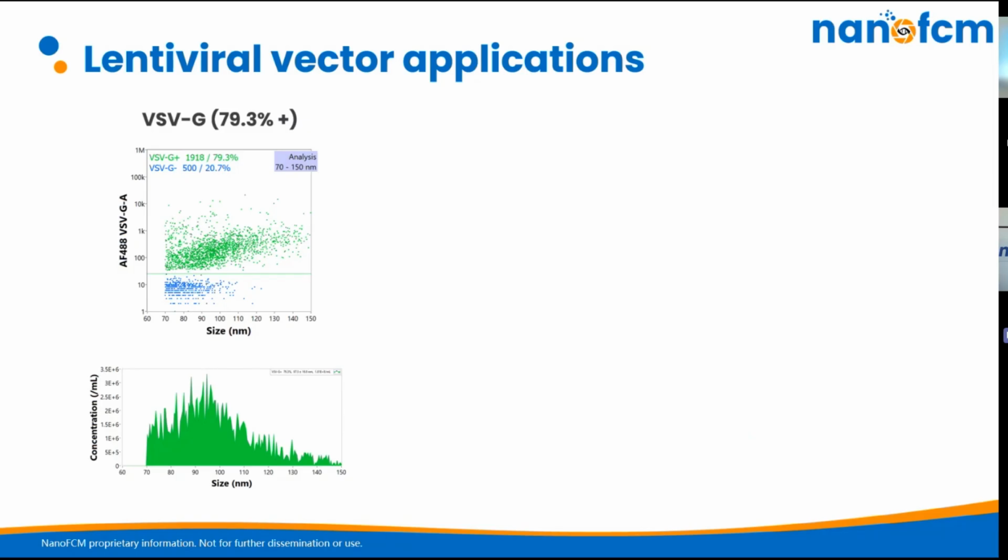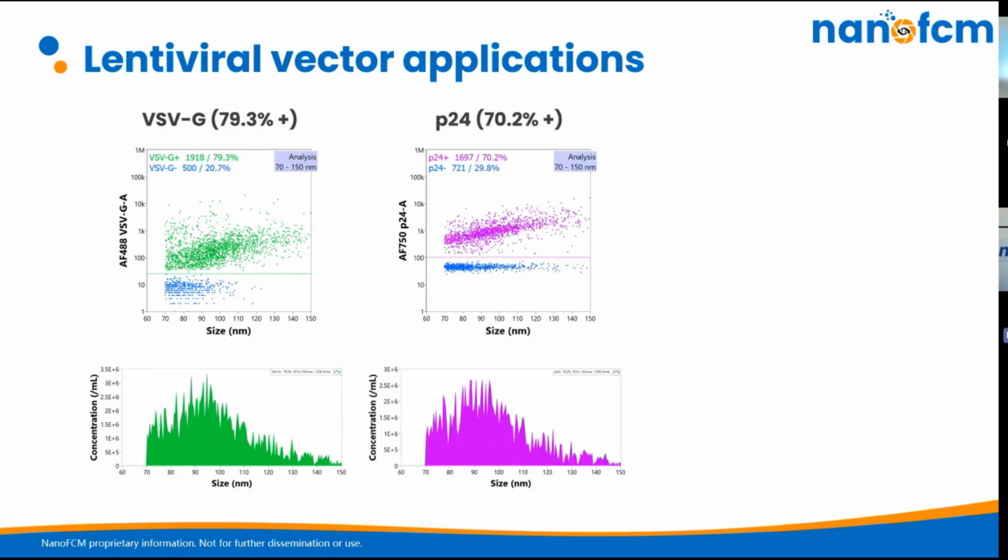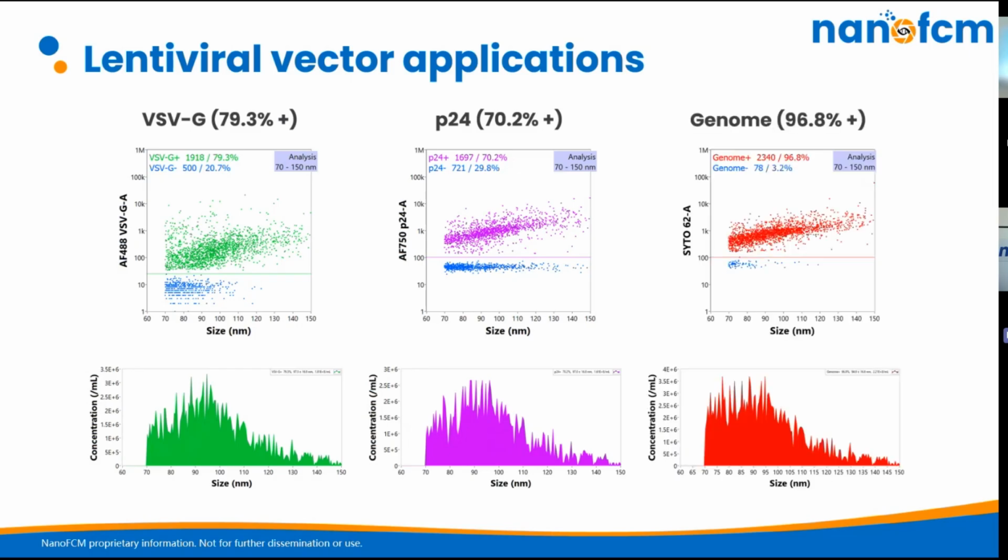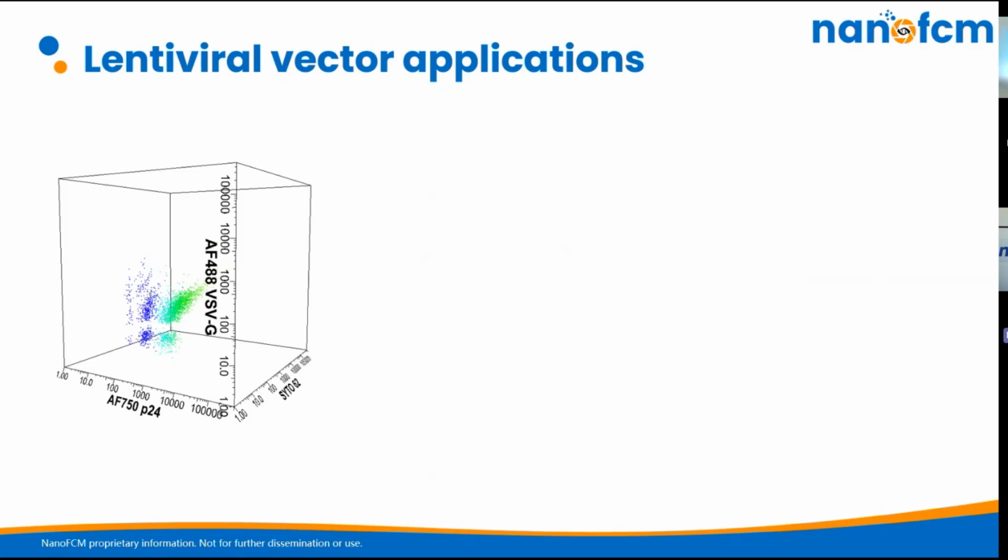So for VSVG, we found a positivity of 79.3%. We found a positivity of P24 of around 70% and a genome positivity of almost 97%. And for each of these subpopulations, we can look at size distribution to see how large each particle is. The advantage of doing this simultaneously with collinear lasers is that we can look at triple positivity.